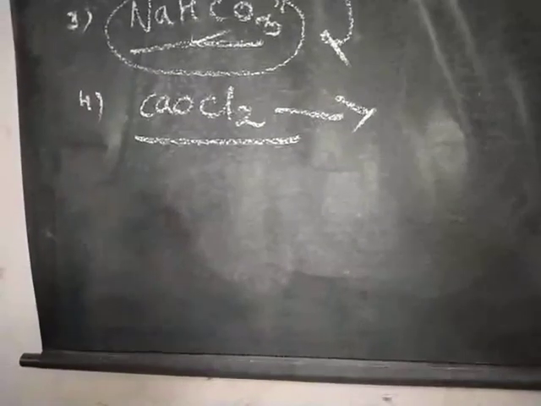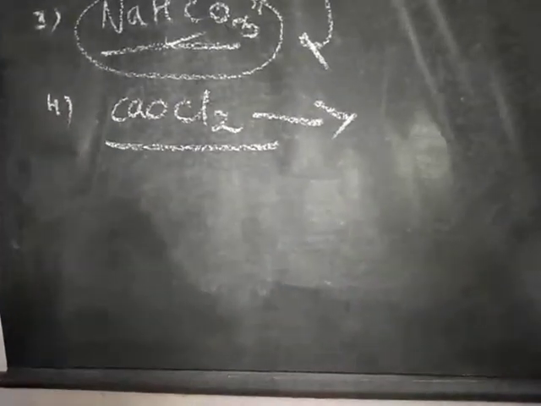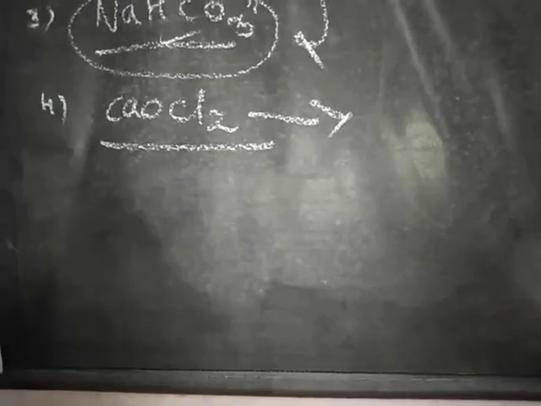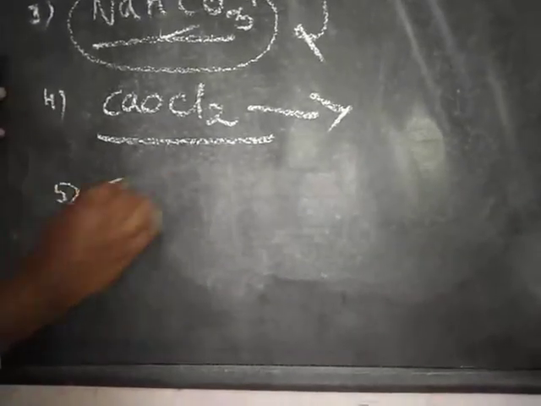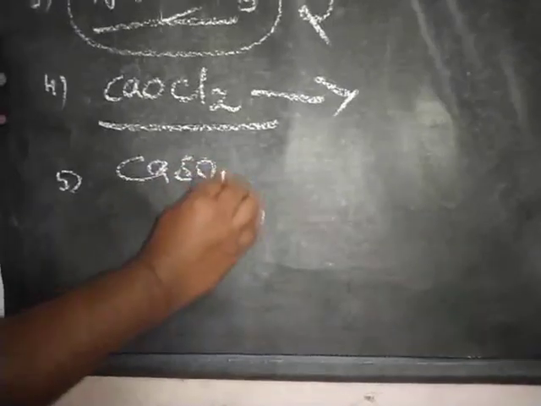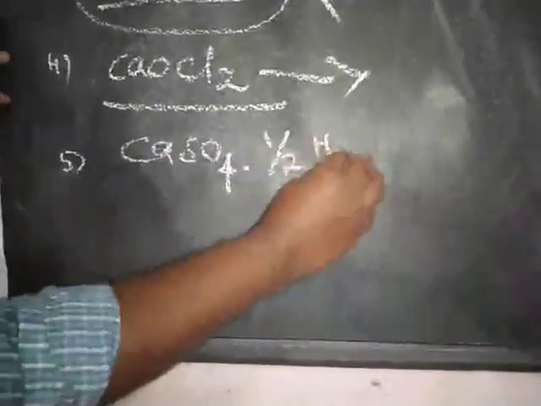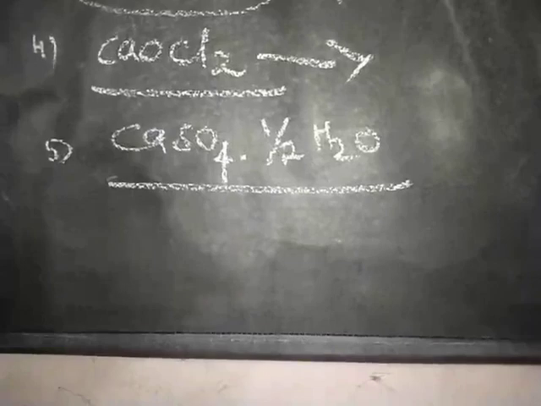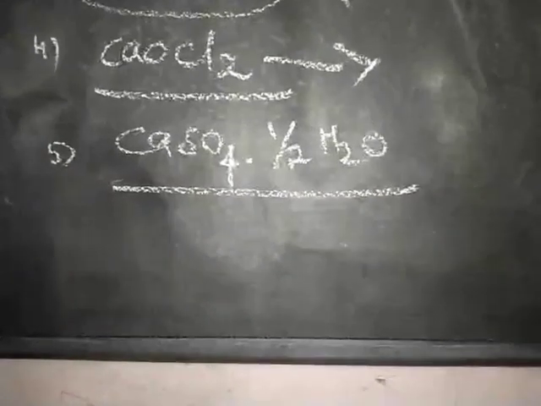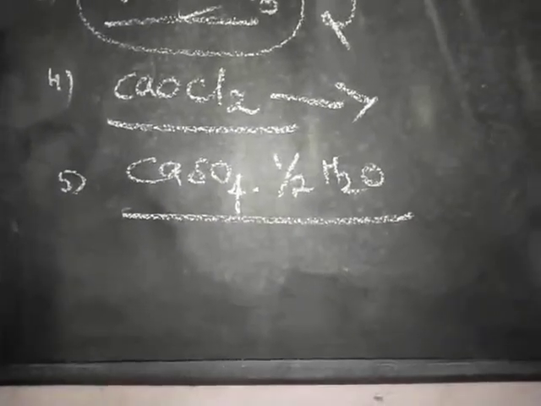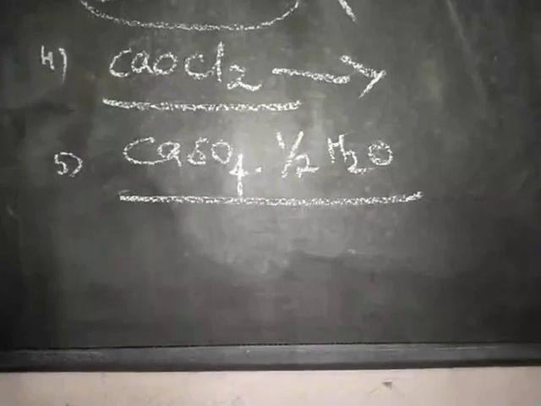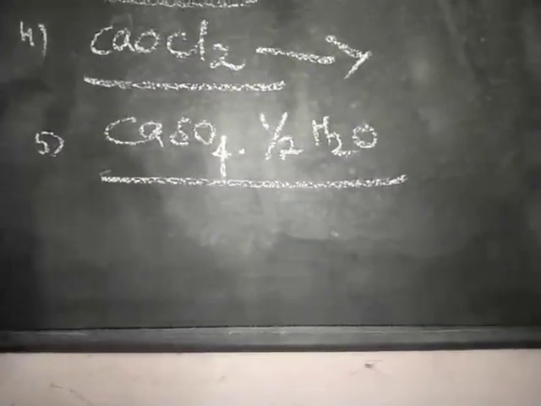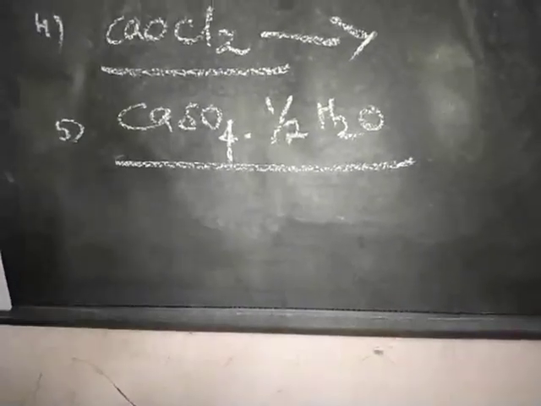Now last one, plaster of Paris, calcium sulfate hemihydrate, CaSO4 · ½H2O. That is the chemical formula. It is used for plastering of bones. It is used for making different types of statues. So these are all the uses of salts.